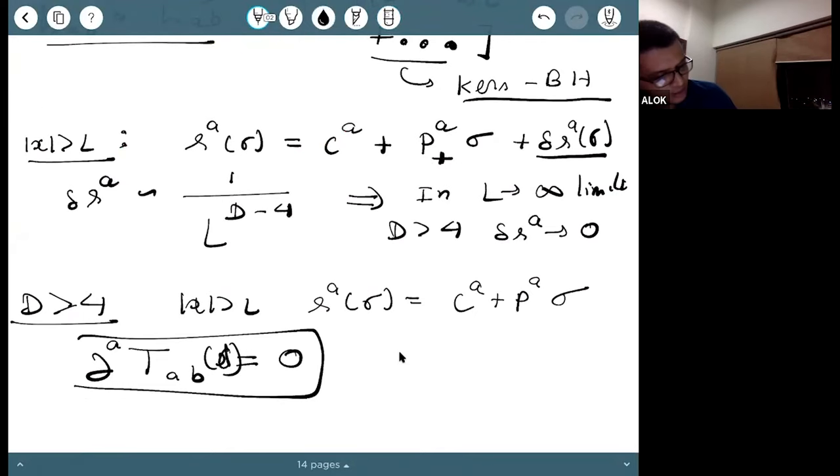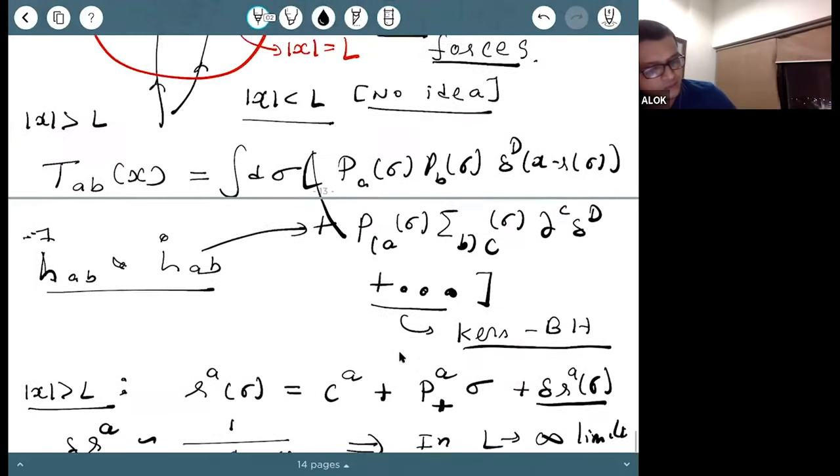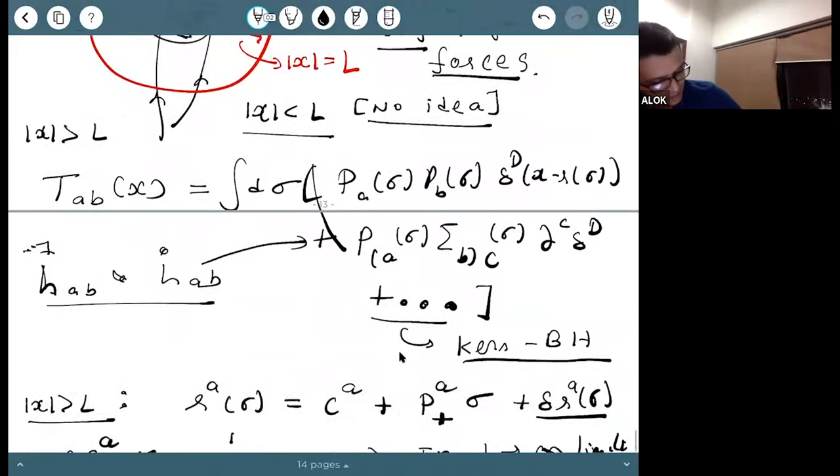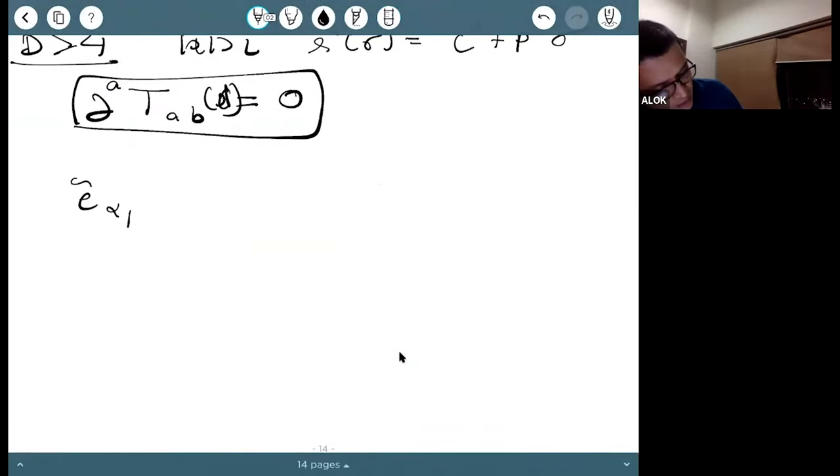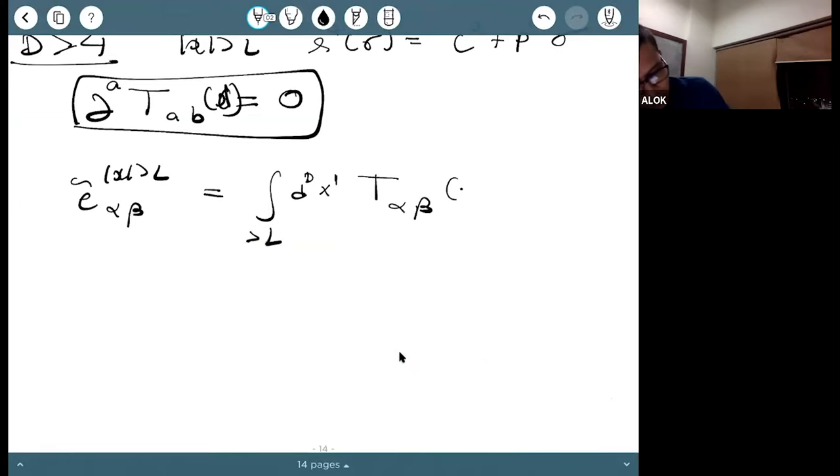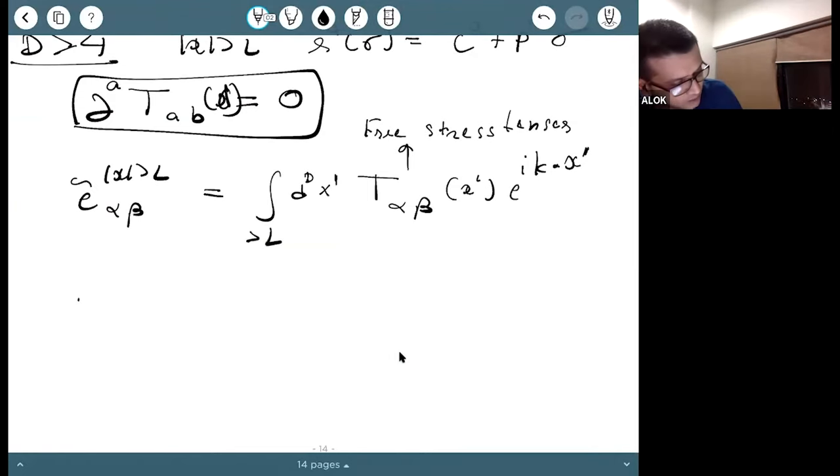So if I use this equation and this trajectory, then I can compute E^{alpha beta} in the out region, in the mod x greater than L region, which is going to be equal to the integral d^d x' over x' greater than L, T^{alpha beta}(x') e^{ik.x'}. This is easy to compute because it is now a free stress tensor. And then there is a contribution from the in region. Sorry, I'm going a bit fast just because of lack of time. There is a contribution from the in region, which I actually have no idea about at all.